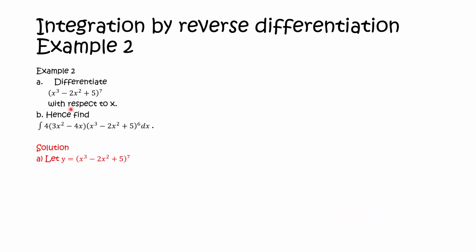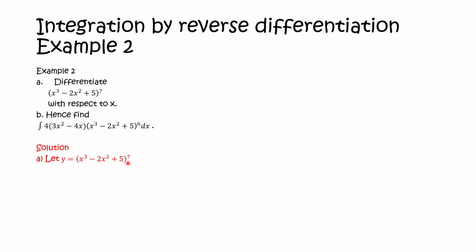So with example 2, we have: differentiate x cubed minus 2x squared plus 5, all raised to the power 7, with respect to x. Now B, hence find the integral of 4 times 3x squared minus 4x times x cubed minus 2x squared plus 5, all raised to the power 6. Now we let our y be the function that we have.